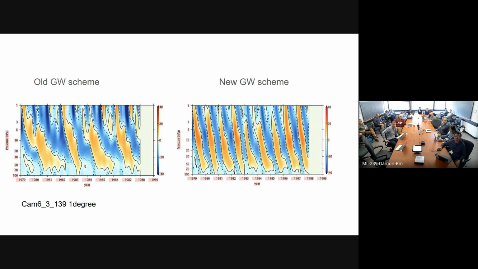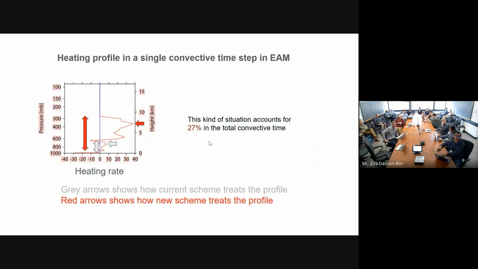Here is the output of the QBO. On the left is the QBO from the old gravity wave scheme, and on the right is the QBO from the new gravity wave scheme. You can see this fix intensifies the QBO dramatically, but the QBO still needs to be retuned with other tunable parameters. But what we can get from here is that this fix in the gravity wave scheme will strengthen the QBO significantly. And here is the same thing, but in E3SM.